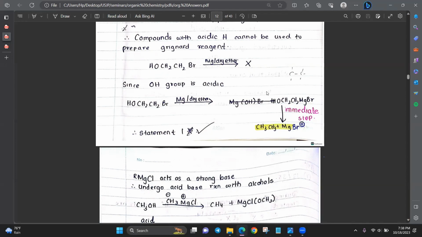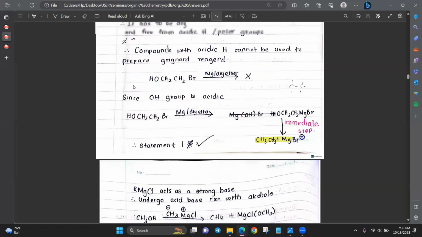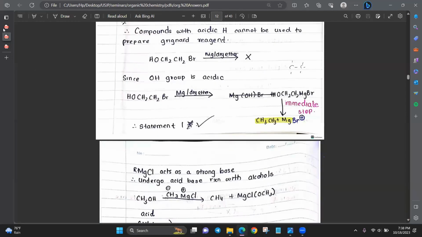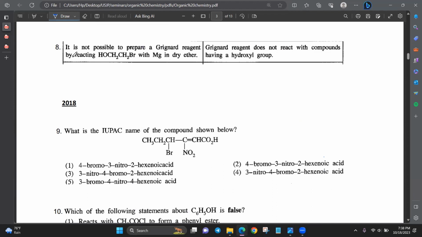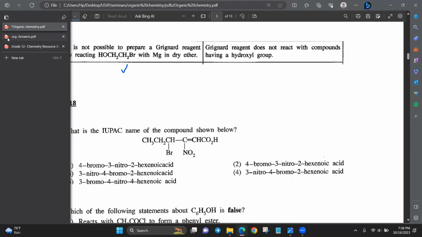See, this reaction will be taking place, since the OH group is acidic. So what is the first statement? It is not possible to prepare Grignard reagent by reacting this with magnesium in ether. It is a correct statement because this compound is acidic. Magnesium will react with this and it will not form the Grignard reagent. So the first statement is correct.